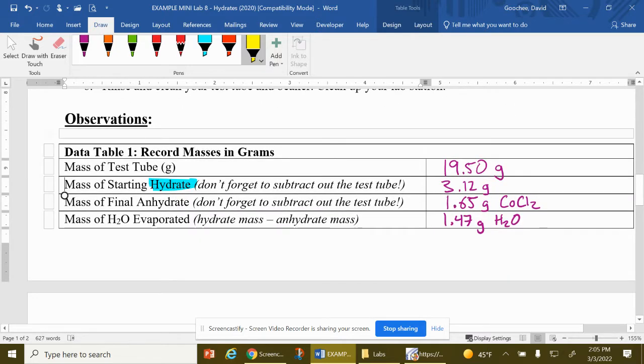All right, and I got some make-believe data right here as well. The test tubes were about 19.50 grams. I assumed that I started with 3.21 grams of the wet hydrated crystal. After I was done heating it up, I ended up with 1.65 grams of dry cobalt 2 chloride, and that means that I had 1.47 grams of H2O. All right, so with that in mind, let's start the calculations.